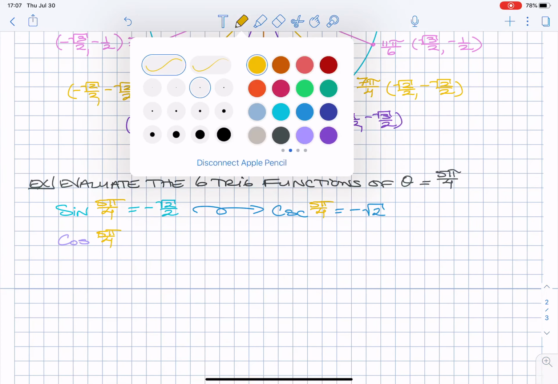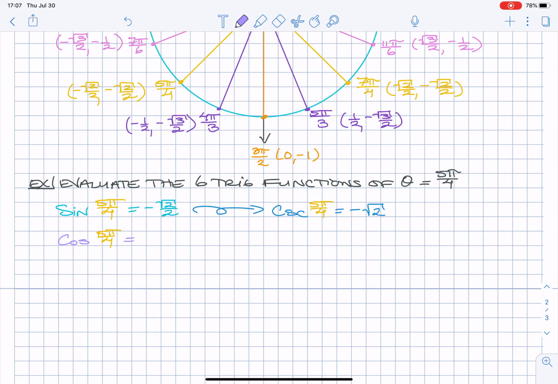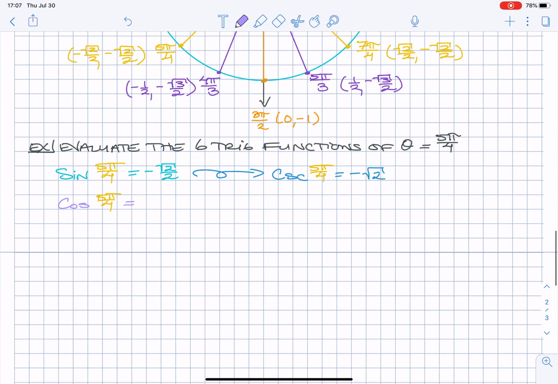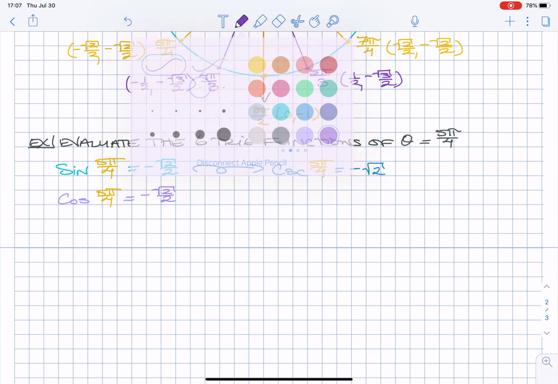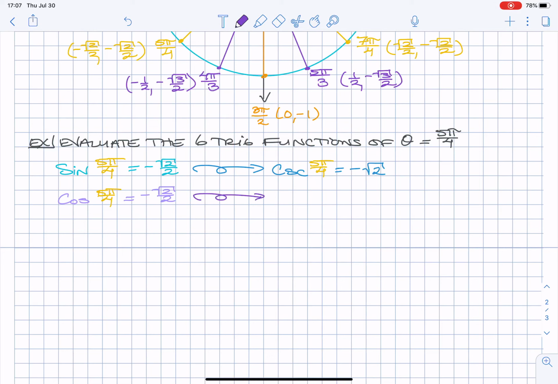Okay, so now cosine of 5 pi over 4 is going to be the x-coordinate there. So the x-coordinate is also negative root 2 over 2. Okay, so flipping this upside down for secant, we get the same thing as cosecant. So secant of 5 pi over 4 will be negative root 2.